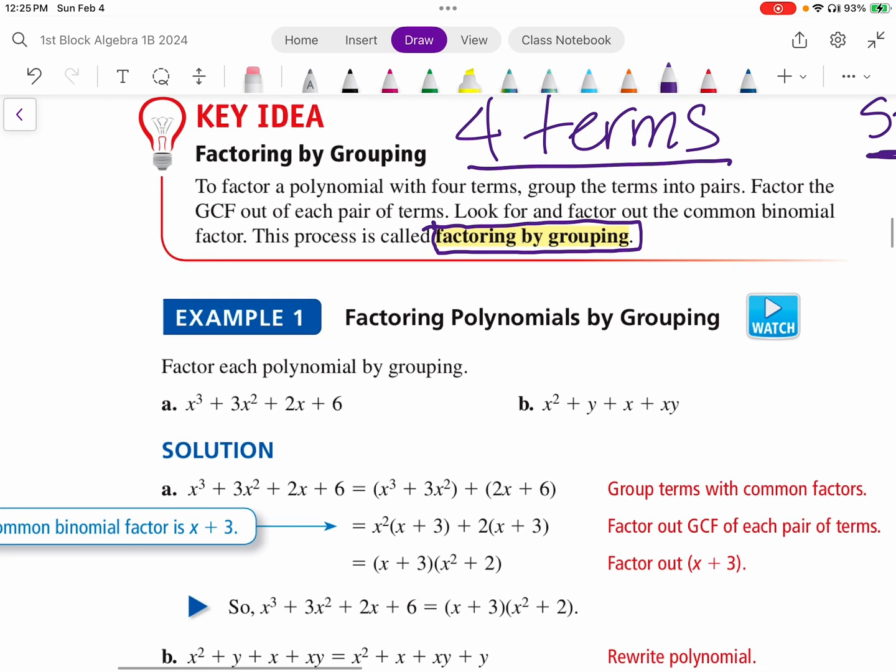So let's look at what we have here. A, is it written in standard form? X is our variable. Exponent of 3, exponent of 2, exponent of 1, and the constant last. This is in standard form.